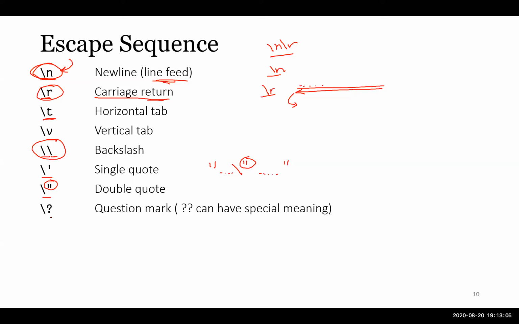Question mark: you can escape the question mark, because if you put two question marks together, sometimes there's a special meaning. A single question mark, no problem. But if you put two question marks, then you might have a problem. So if you want to put many question marks in your string, you must put a backslash. If you do backslash question mark n, it just means question mark and n, because the backslash relates to the question mark.